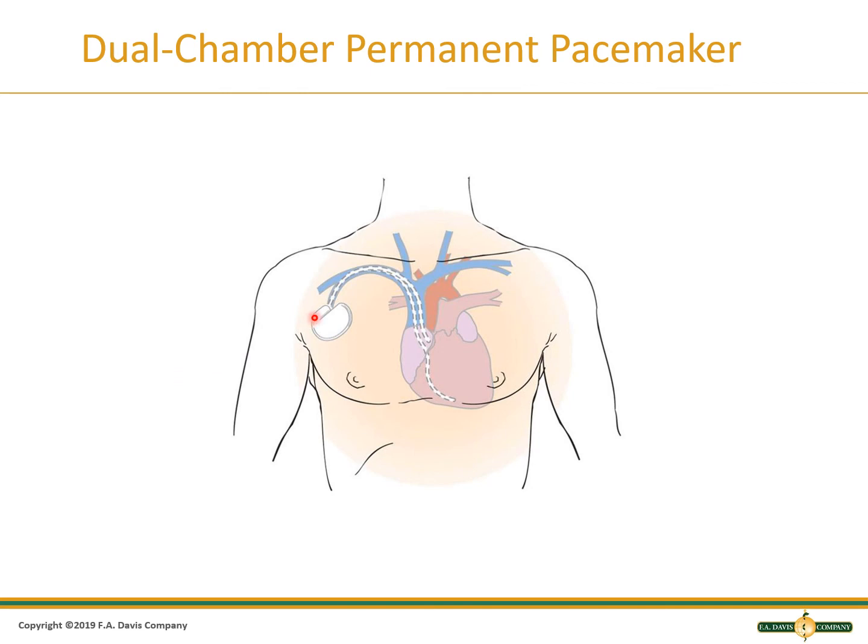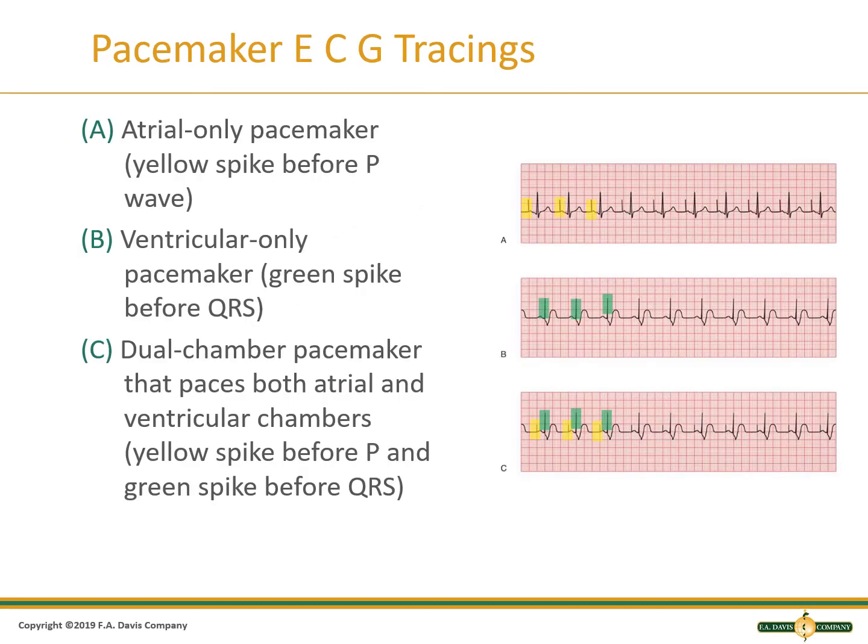Here you can see the dual-chamber pacemaker with one lead in the right atrium and one lead in the right ventricle. When the patient is in a paced rhythm, a small vertical spike is seen on the ECG strip at the start of the paced beat. The spike signifies electrical stimulus.